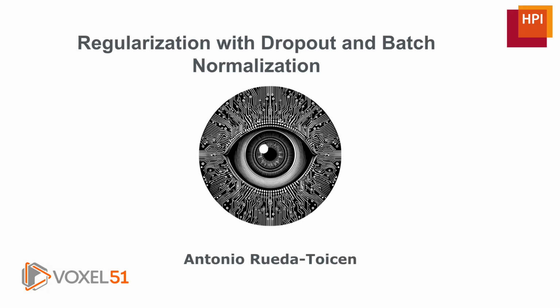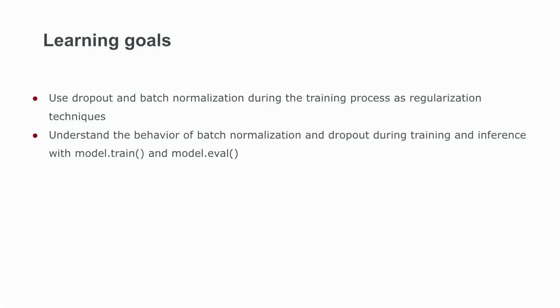Hi, this video explains two regularization techniques that are very important for the training of neural networks: dropout and batch normalization. So our learning goals are to use dropout and batch normalization during the training process as regularization techniques, and to understand the behavior of batch normalization and dropout during training and inference with model.train and model.eval.